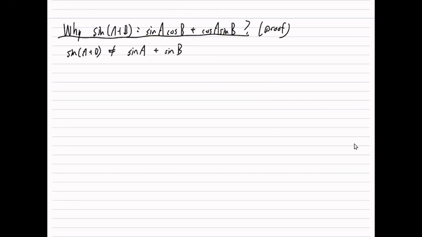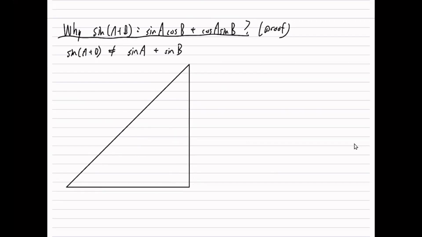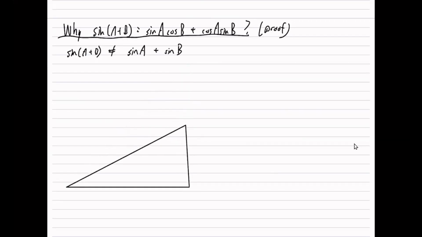So let's think about it. What is the sine of A plus B? It's really just asking you to start with a right angled triangle, right? We are starting with a right angled triangle, and then we want you to take the opposite over the hypotenuse. That's precisely what sine is asking you to do. It's asking you to take the opposite over hypotenuse.